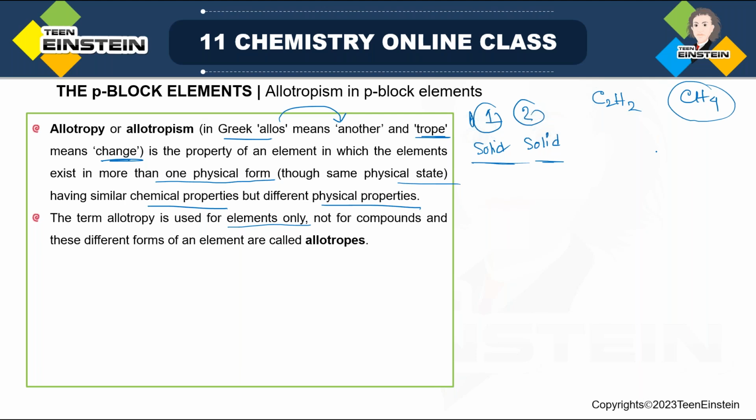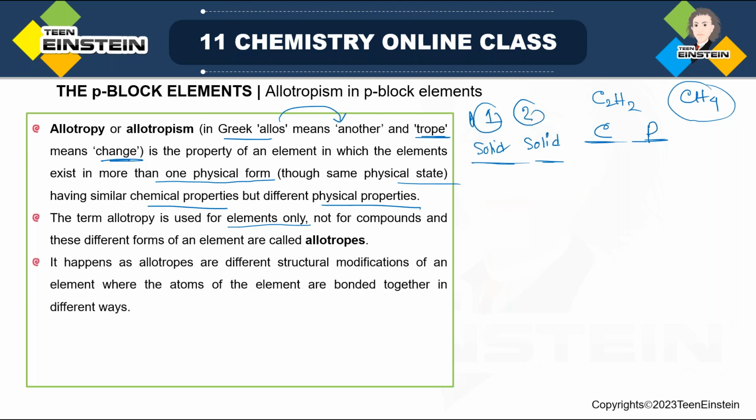Only the element form, that is carbon, or it is also observed in phosphorus. Only in element form is this allotropy possible. Okay. They are basically different forms of the same element. It happens because the allotropes are different structural modifications of an element. Same element, different structural modification, but the atoms of the element are bonded together in different ways.